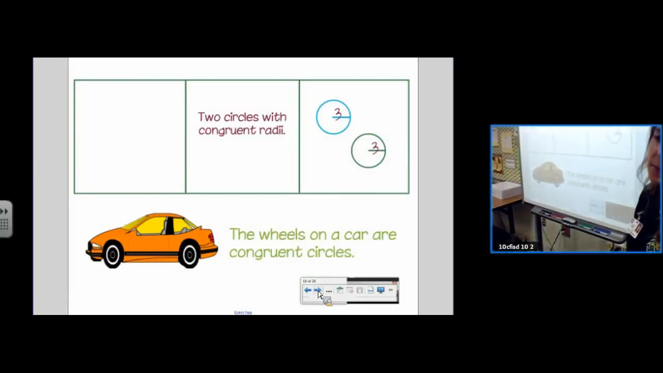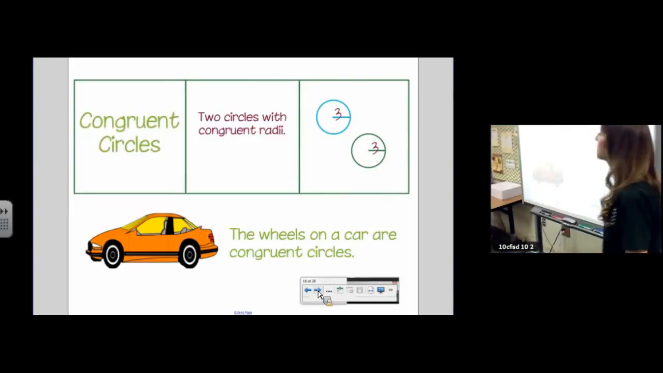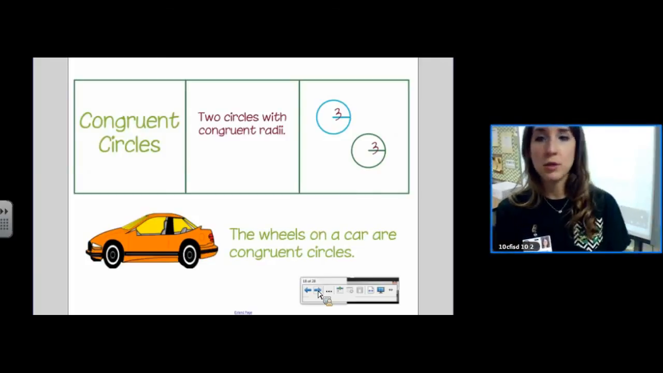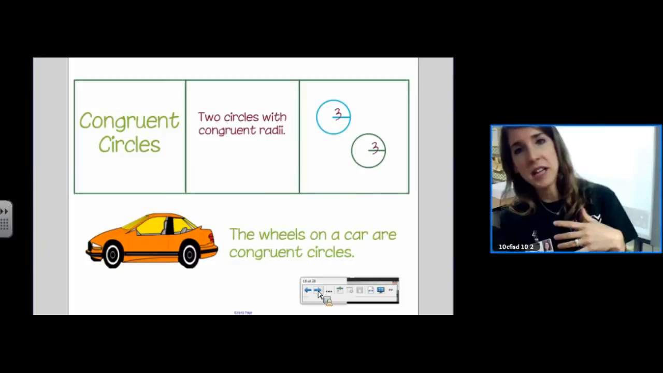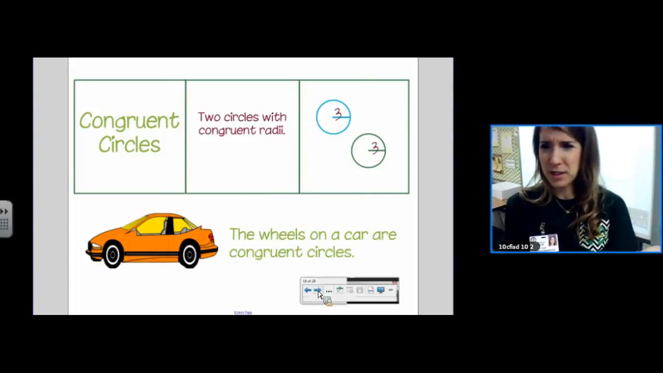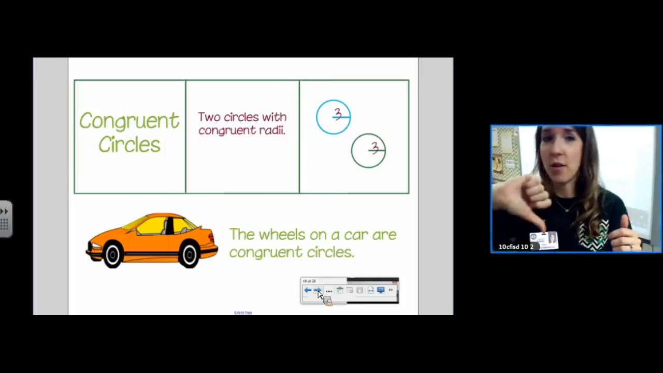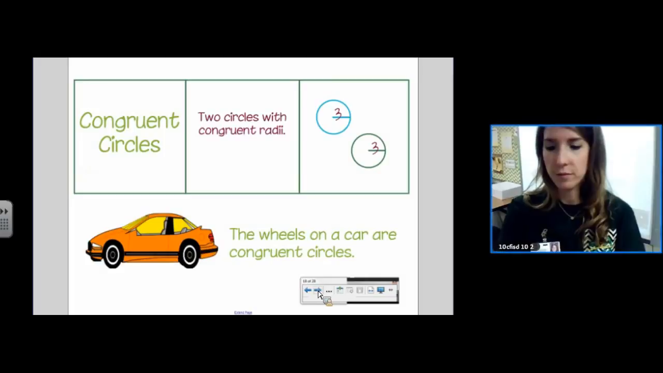Almost done. This one is not very enlightening. Two circles with congruent radii are called congruent circles. But the cool thing about that is that if you're trying to determine if two circles are congruent, do you have to check all sorts of things, like side-angle-side or side-side-side? No. All you do is say, hey, yes or no. The radii are congruent or they're not. So that's pretty cool.